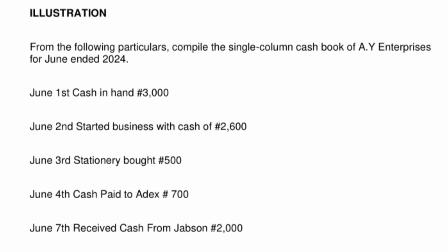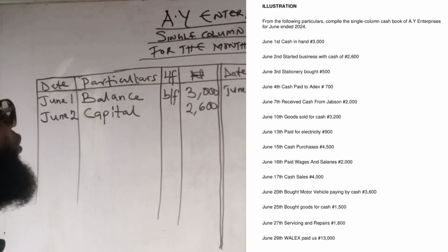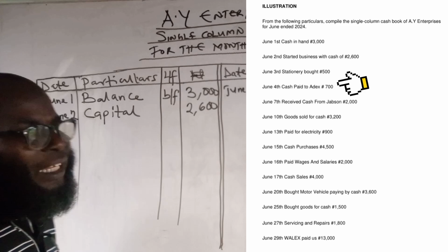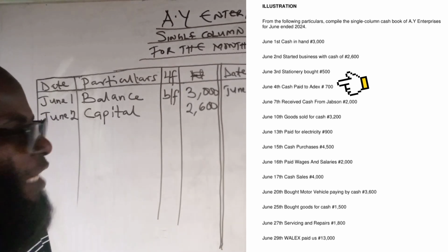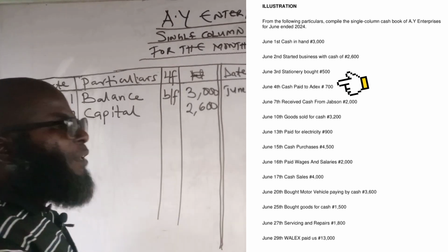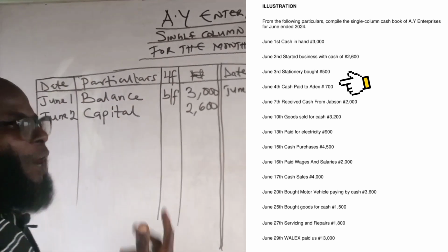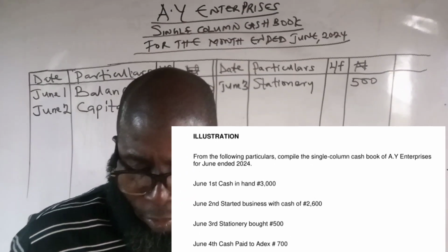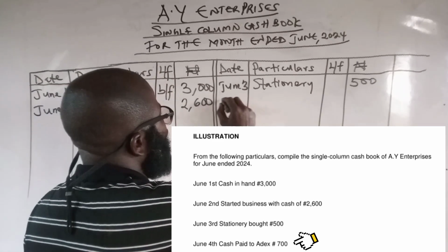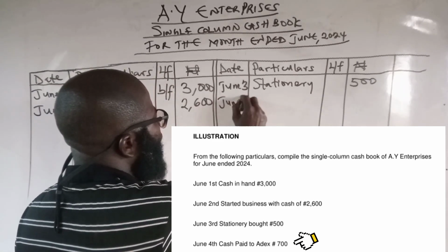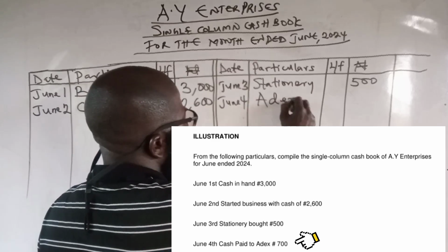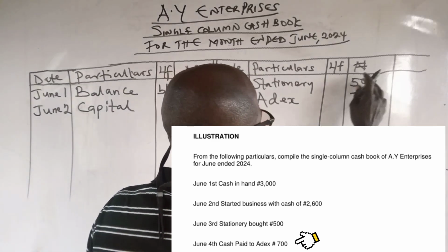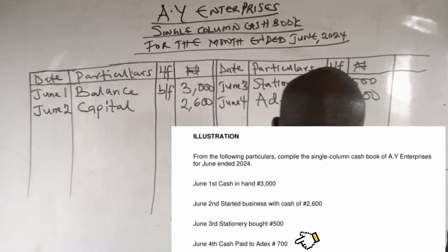Then June 4th, cash paid to ADEX, 700 naira. This simply means during this particular month, AY Enterprises paid 700 naira to ADEX. As a result, this will be a reduction from the money AY has in his account. So we are going to put this as ADEX. June 4, ADEX, 700 naira. Or let me do it this way.